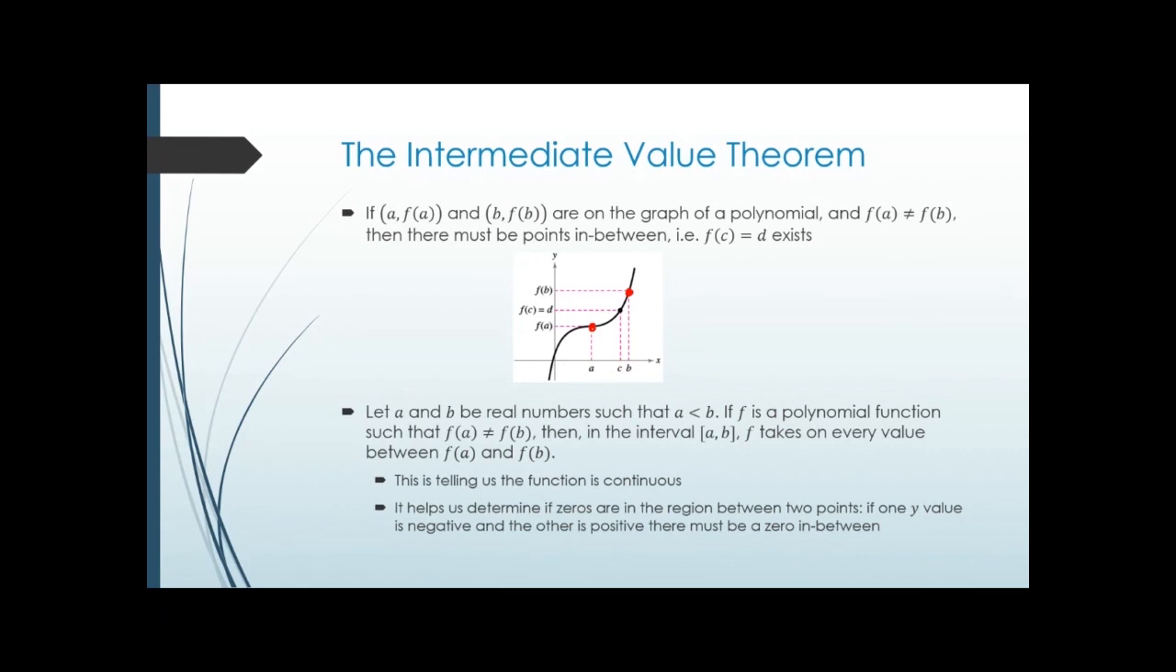And we know that because our polynomials don't have gaps. So there has to be some point in between those 2 points. We don't know where it is. It's just we know there has to be something because we have to be able to connect those 2 points.